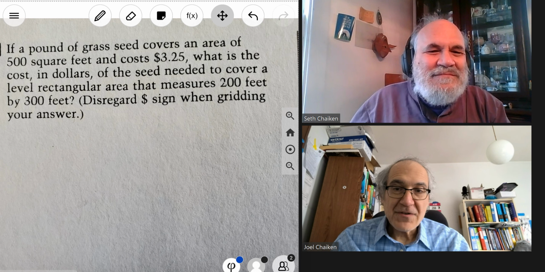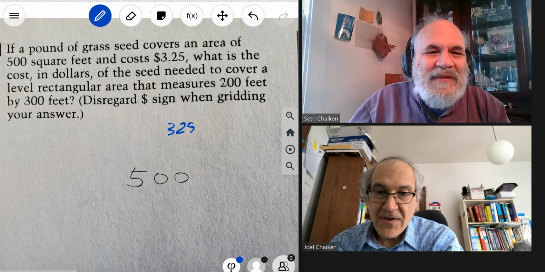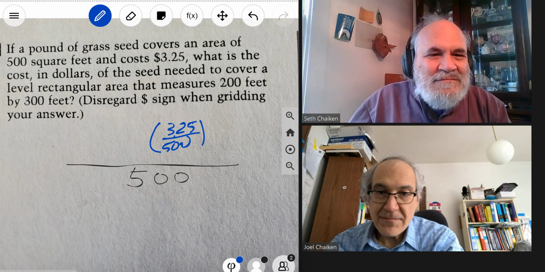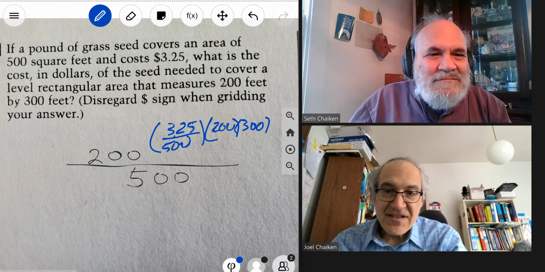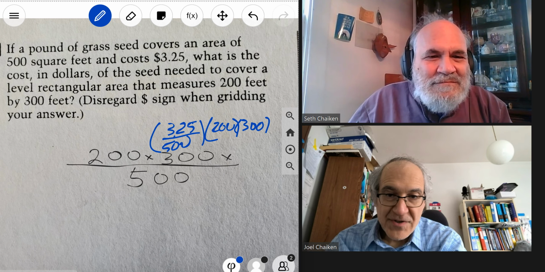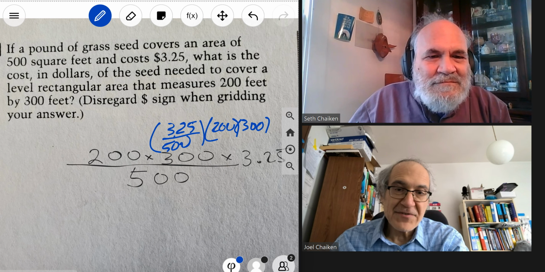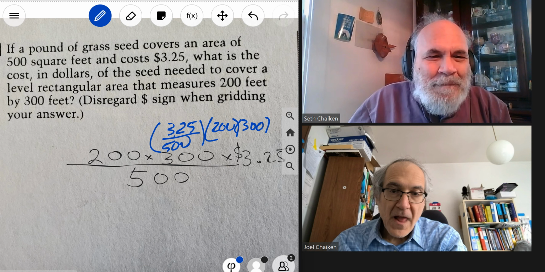So this is essentially a ratio problem where it's really 325 divided by 500 times 200 times 300. This is a really good example of where it is a really good idea not to do the numbers, to put everything in as factors first, because now you can cross stuff out to make life easy. And then you just start crossing factors.